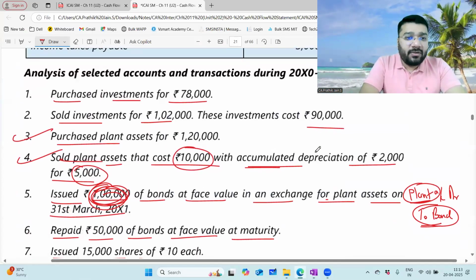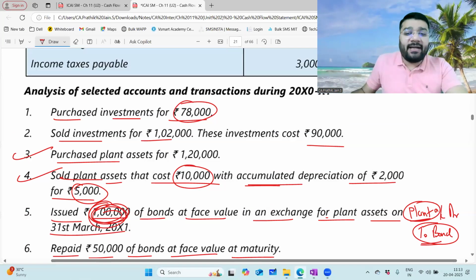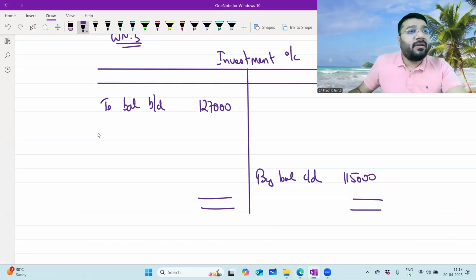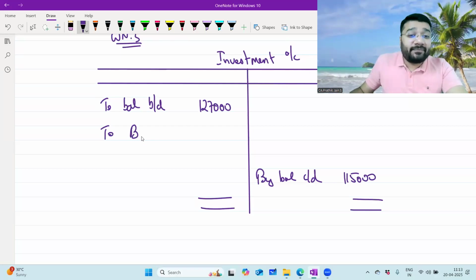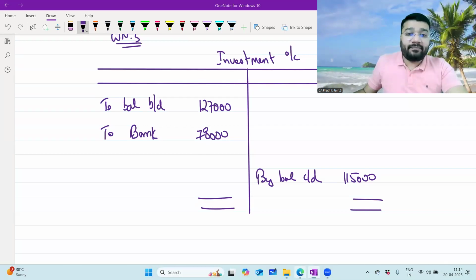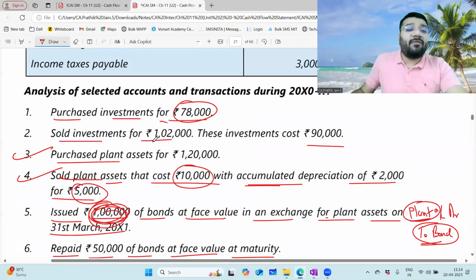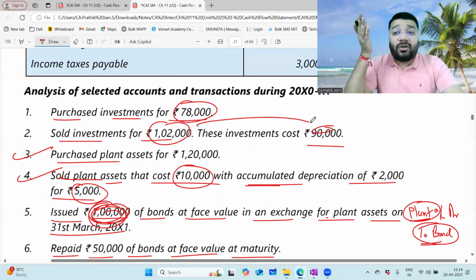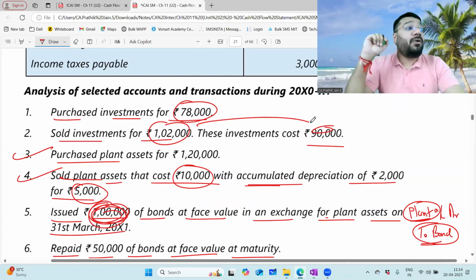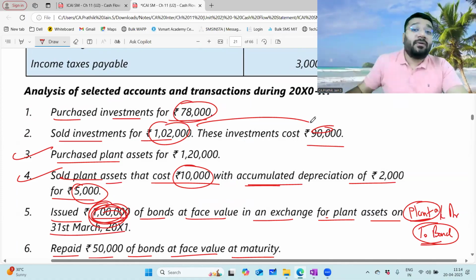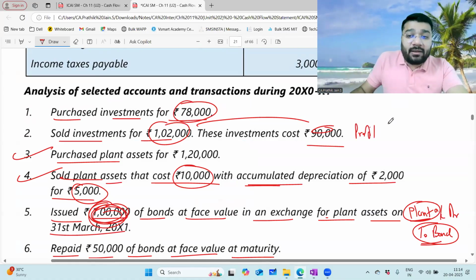Two star marks. First, purchase of investment for 78,000. Journal entry, please: investment account debit to bank, 78,000. Then sold investment for 1,02,000 and the cost of the investment is 90,000. So 90,000 worth of investment you sold for 1,02,000. You sold at a profit of 12,000.